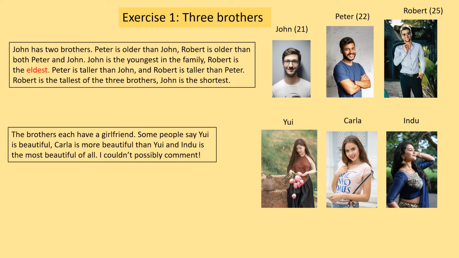Exercise 1, 3 brothers. John has 2 brothers. Peter is older than John. Robert is older than both Peter and John. John is the youngest in the family. Robert is the eldest. Peter is taller than John, and Robert is taller than Peter. Robert is the tallest of the 3 brothers. John is the shortest. The brothers each have a girlfriend.